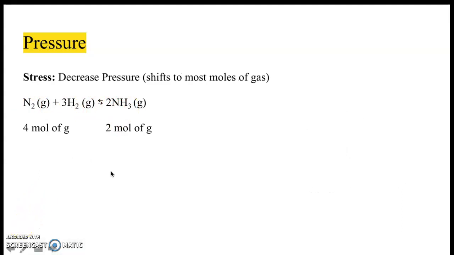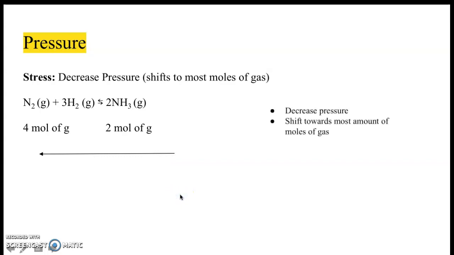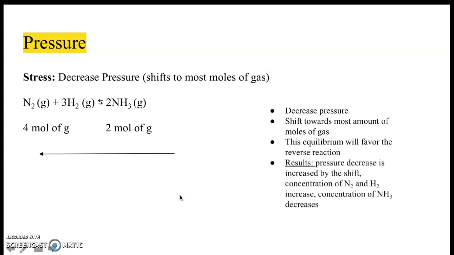And our last slide. So if we decrease pressure, we're going to shift to where there's the most amount of moles of gas. So same equation, Haber process, we have 4 moles of gas on the left. So if pressure is decreased, we're going to experience a left shift towards the most moles of gas produced. Decrease pressure, shift towards the most moles of gas. The equilibrium in this case favors the reverse reaction. Our result is our pressure is increased, concentration of N2 and H2 increase, and our concentration of ammonia will decrease as it is producing N2 and H2.